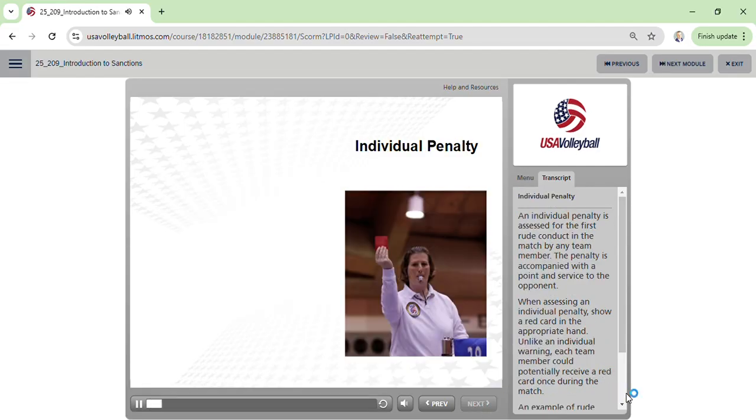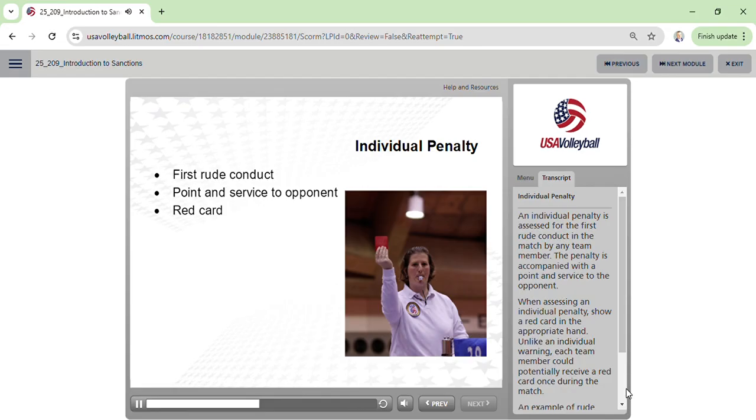An individual penalty is assessed for the first rude conduct in the match by any team member. The penalty is accompanied with a point and service to the opponent. When assessing an individual penalty, show a red card in the appropriate hand. Unlike an individual warning, each team member could potentially receive a red card once during the match.